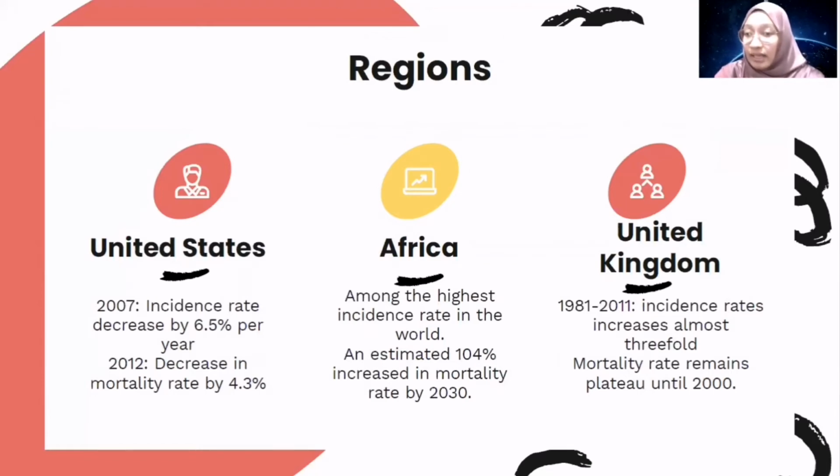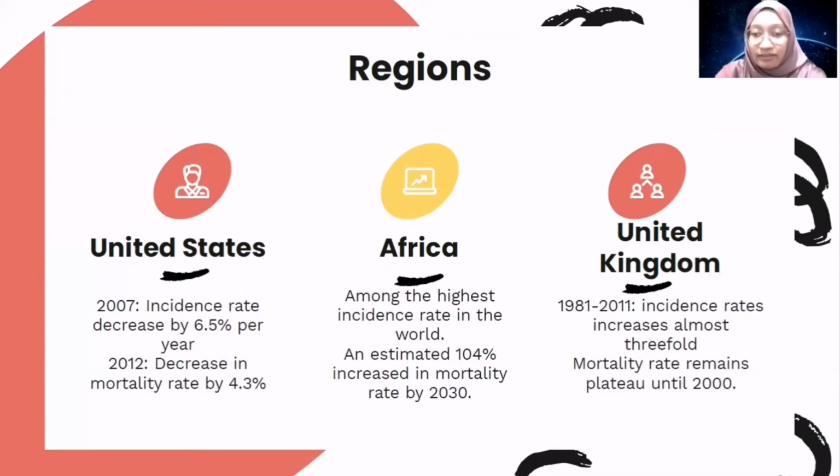In Africa, they have the highest incidence rate of prostate cancer in the world, and there has been an estimated 104% increase in mortality rate by 2030. It is presumed to be because of the developing countries, the limited amount of screening done to detect the disease in its early stage, and the theory that the proximity to the US and the associated influence of westernization might influence the mortality rate. In the UK, the PCA incidence rate increased almost threefold between 1981 and 2011.